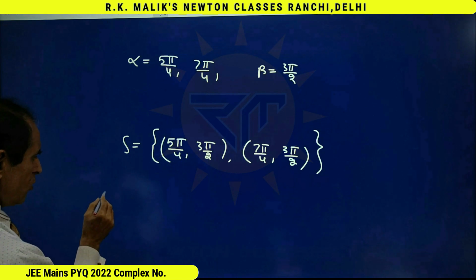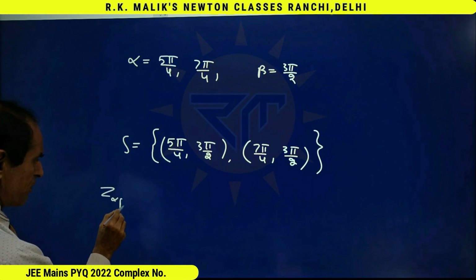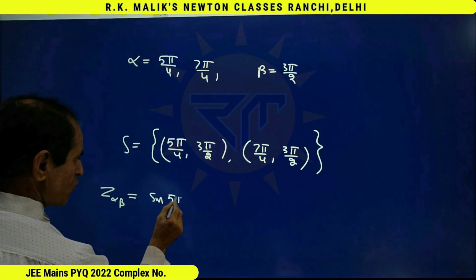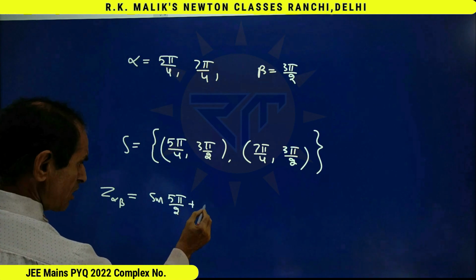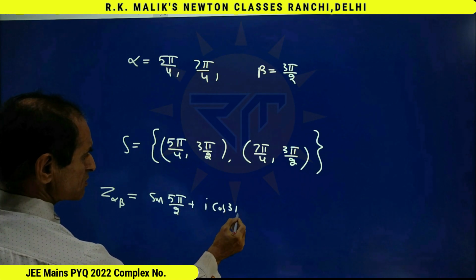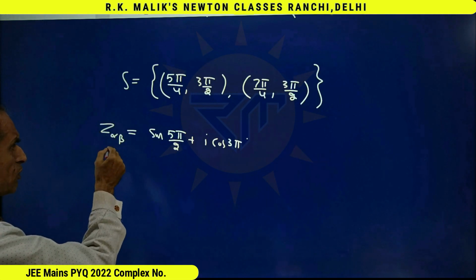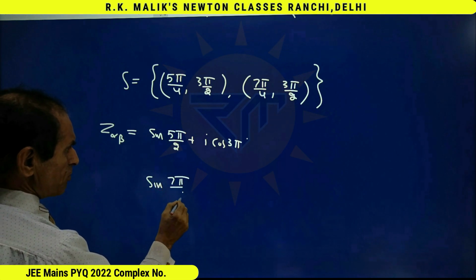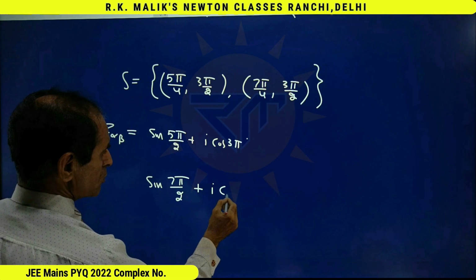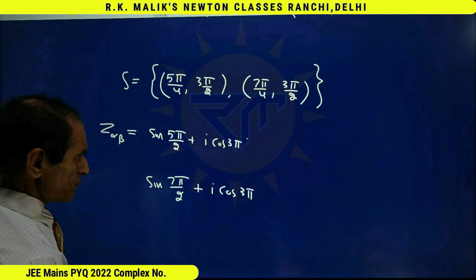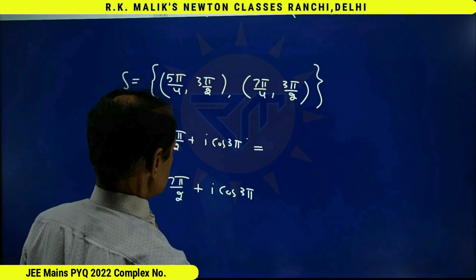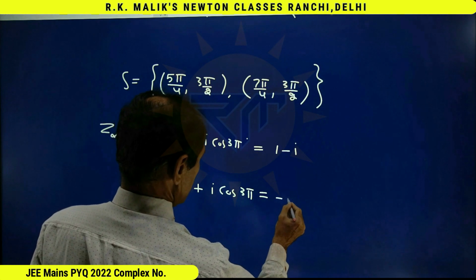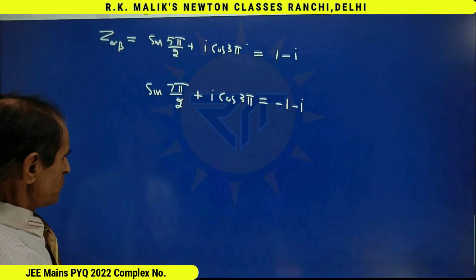Hence, using this, all possible values of z alpha beta will become sine 5 pi by 2 plus I cos 3 pi, and second possible value of z alpha beta will be sine 7 pi by 2 plus I cos 3 pi, and this is equal to 1 minus I, and this is minus 1 minus I.